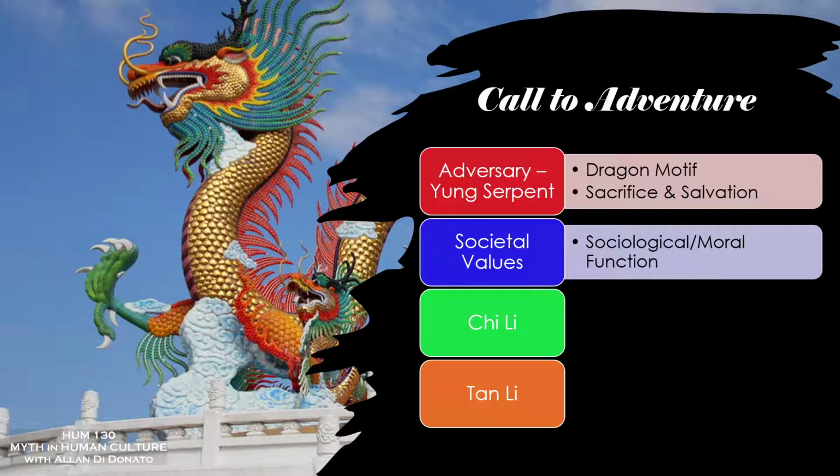Now, this is a fertility myth, and we're going to see lots of dragon slayer stories. We've already seen Marduk and Tiamat. This is our second exposure, but it's a pretty common motif. We'll see more as we go further forward. Now, the serpent very often is intelligent.